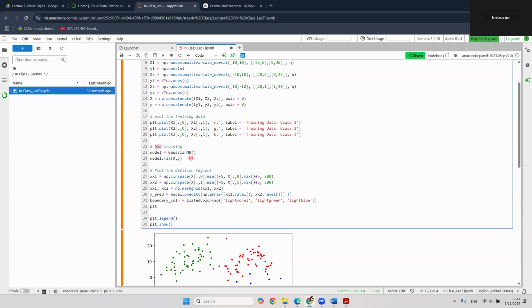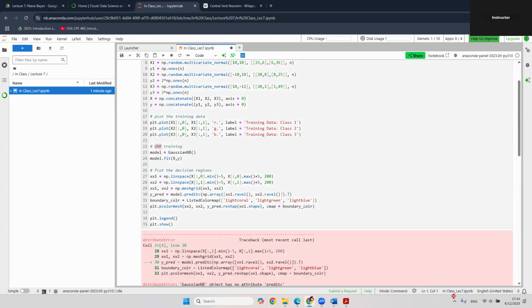And so now I can have the pcolormesh, XS1, XS2, and then here, an interesting thing, because it's a glitch between different libraries. Here in pcolormesh, I need to convert this one back to the shape of XS1, XS2, and hence I'm going to have y_predict.reshape(X1.shape) and cmap equal to this boundary color. Okay, so plt.left and plt.something.